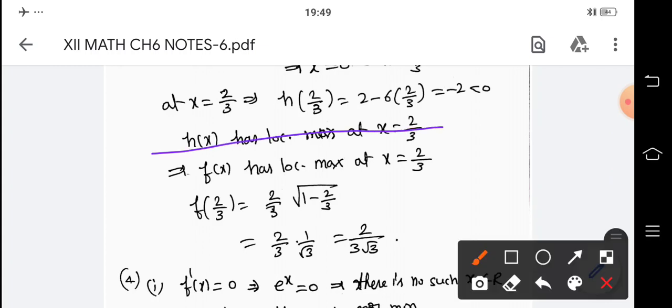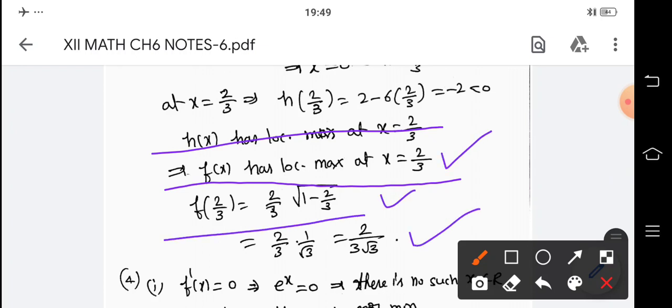Since h of x is having maximum at x is equal to 2 by 3, f of x is having local maximum at x is equal to 2 by 3, f of 2 by 3 we found, and we got 2 by 3 root 3.